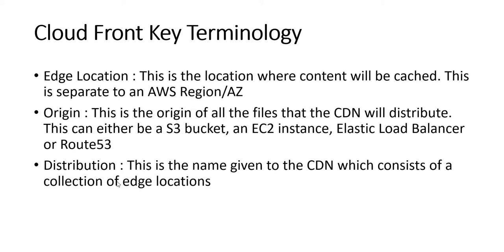Next is the origin. This is the origin of the files that the CDN, content delivery network, will distribute. This can be an S3 bucket, an EC2 instance, an elastic load balancer, or Route 53. In our case, the origin is Mumbai, in our example.